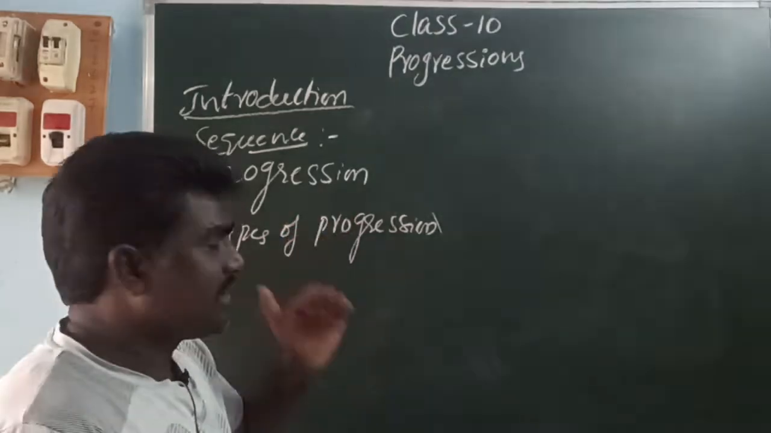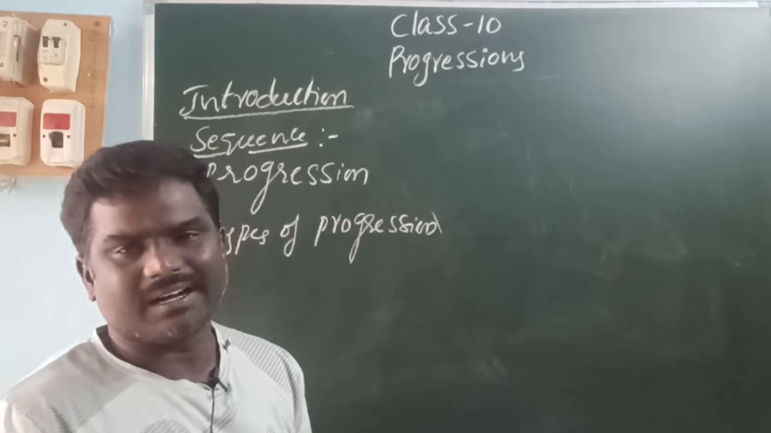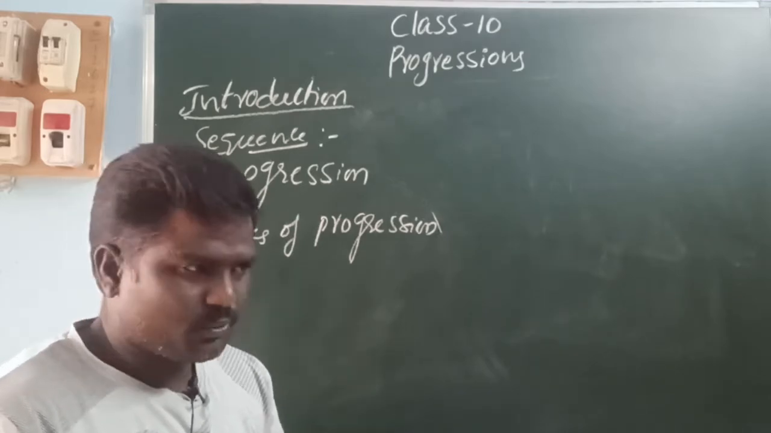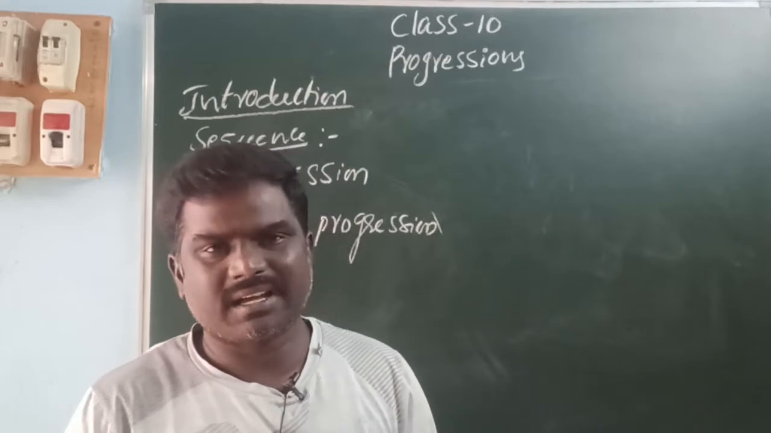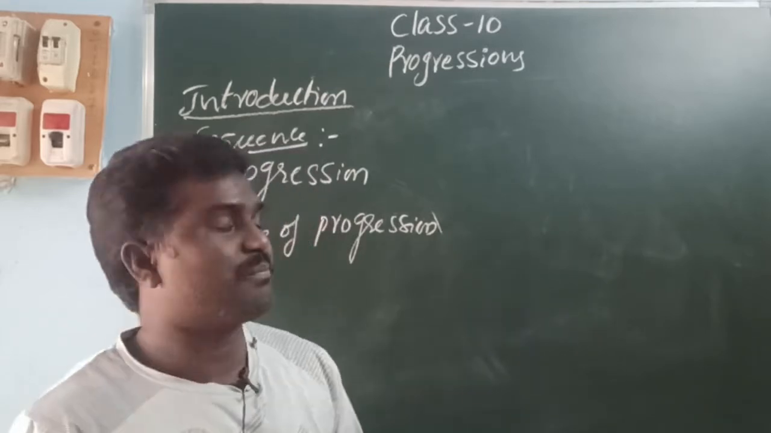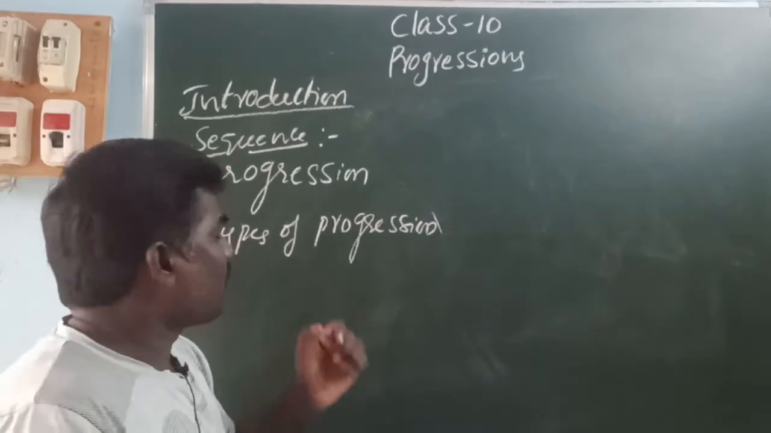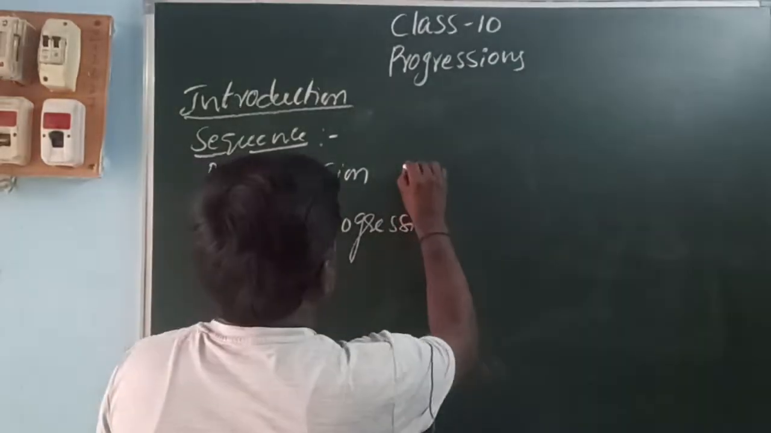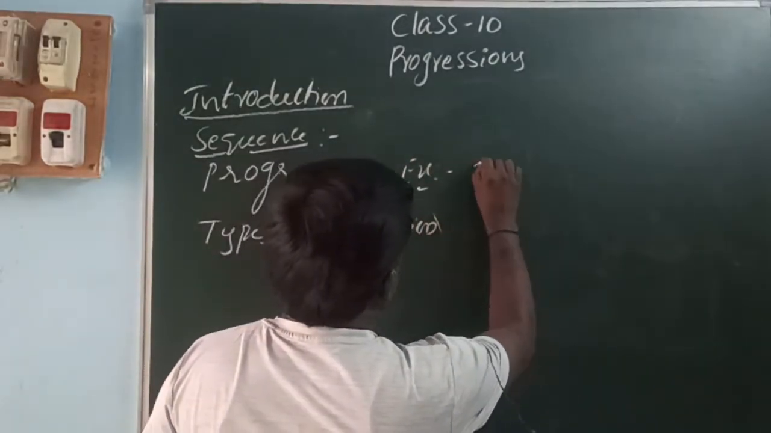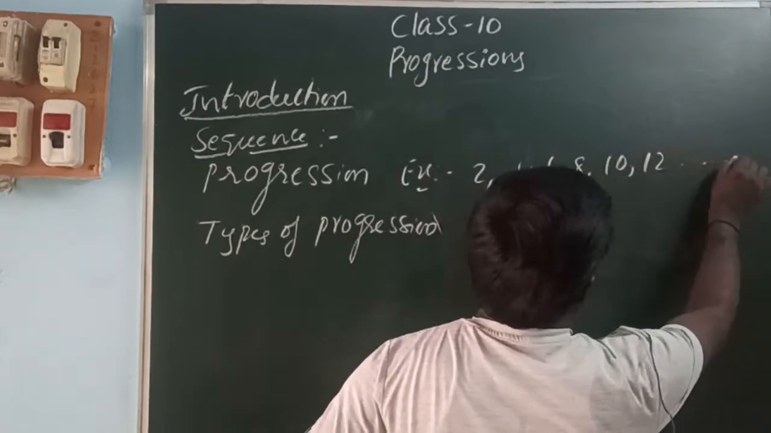In a sequence the digits or the numbers are arranged in an order. How are they arranged? A constant term is added, subtracted, multiplied or divided with its preceding term, except the first term. That is called a progression. For example, we can take 2 4 6 8 10 12 and so on.